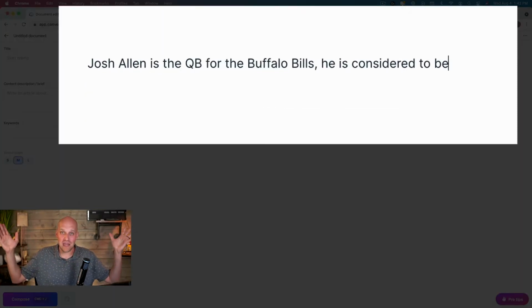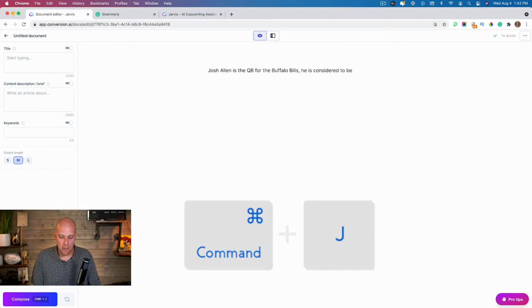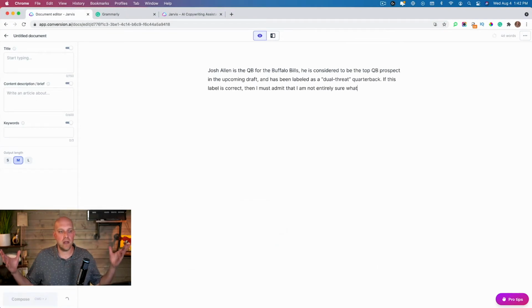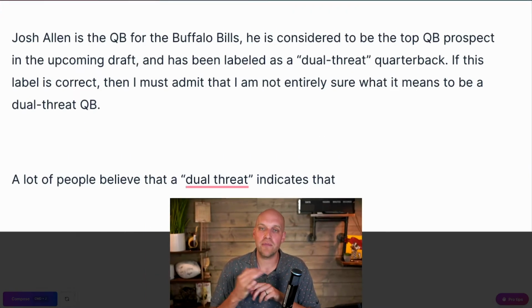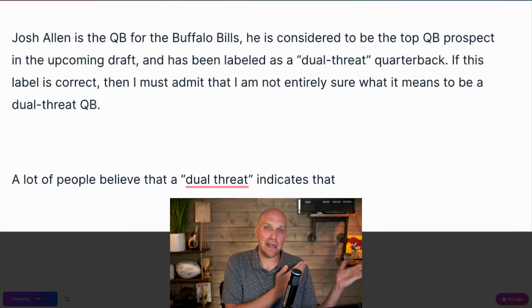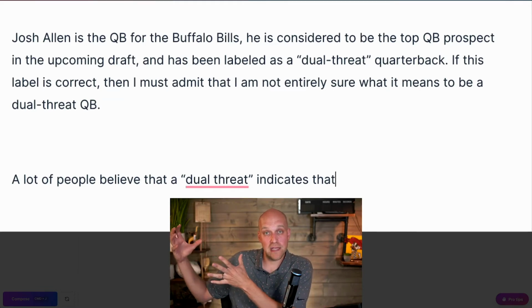He's considered to be, right? Now, if I hit Command J, because I'm on a Mac, in the lower left-hand corner, you can also just click it. This is going to fill this in right here. So you can see that he is considered to be the top QB prospect in the upcoming draft. So he was actually drafted like 3 or 4 seasons ago, and he is now considered to be one of the top players in the NFL.